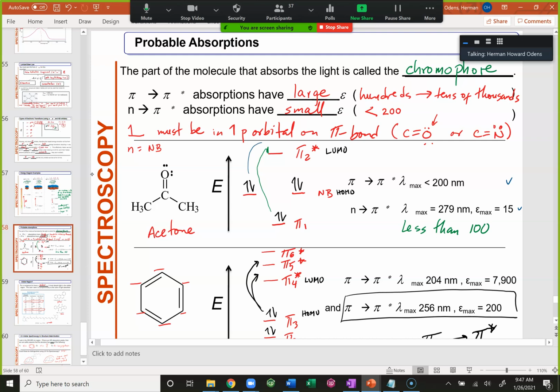So this jump right here is smaller. Therefore the extinction coefficient will be smaller, a smaller number. It overcomes less energy. And so your non-bonding absorptions are represented with an N for non-bonding, and they usually are represented as n to pi star. This absorption has a small molar extinction coefficient, usually less than 200.